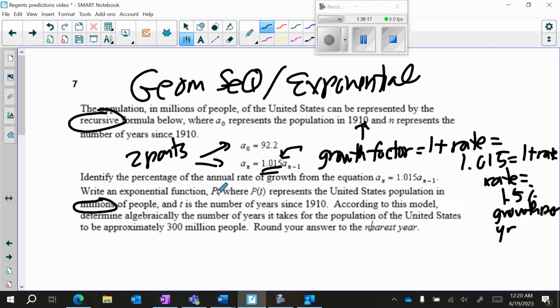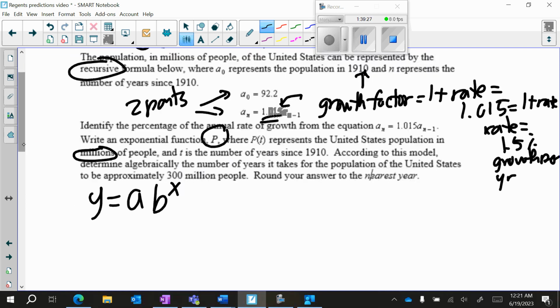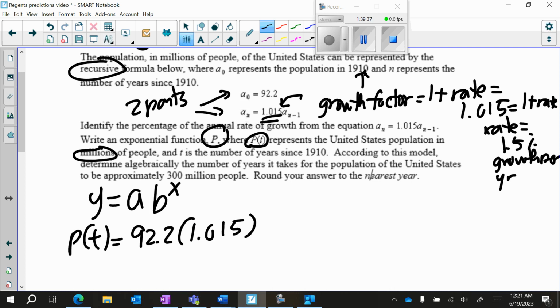So it says write an exponential function P, where P of t represents the United States population since then. So basically you need to know the basic equation is y equals a times b to the x, for initial value times growth factor for an exponential function. But you have to use their notation, so don't use y, use P of t. Initial value is 92.2, 1.015 is the base, and then instead of using x, you have to use t. So that's the first part.